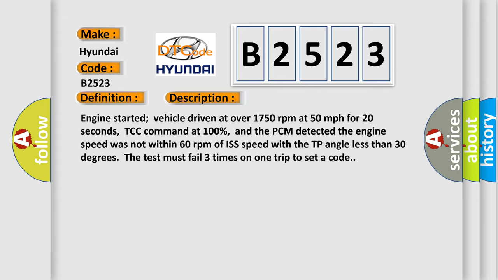Engine started, vehicle driven at over 1,750 revolutions per minute at 50 miles per hour for 20 seconds, TCC command at 100%, and the PCM detected the engine speed was not within 60 revolutions per minute of ISS speed with the TP angle less than 30 degrees. The test must fail 3 times on one trip to set a code.